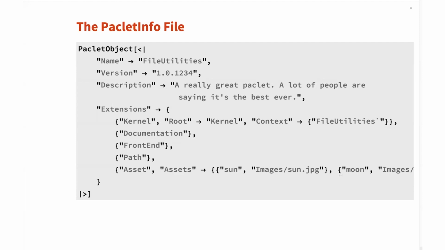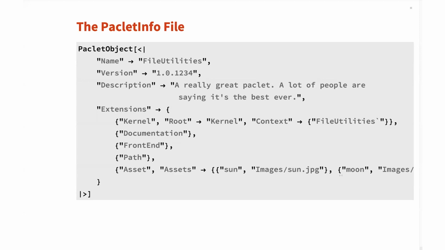And the root is a directory, the name of the directory in which these files will reside, a subdirectory of the Paclet. And this thing says, okay, context is file utilities. So when someone types needs file utilities, Paclet Manager says, oh, I know the Paclet that has that. It's this one, and it knows how to find the file. And you have a documentation extension.